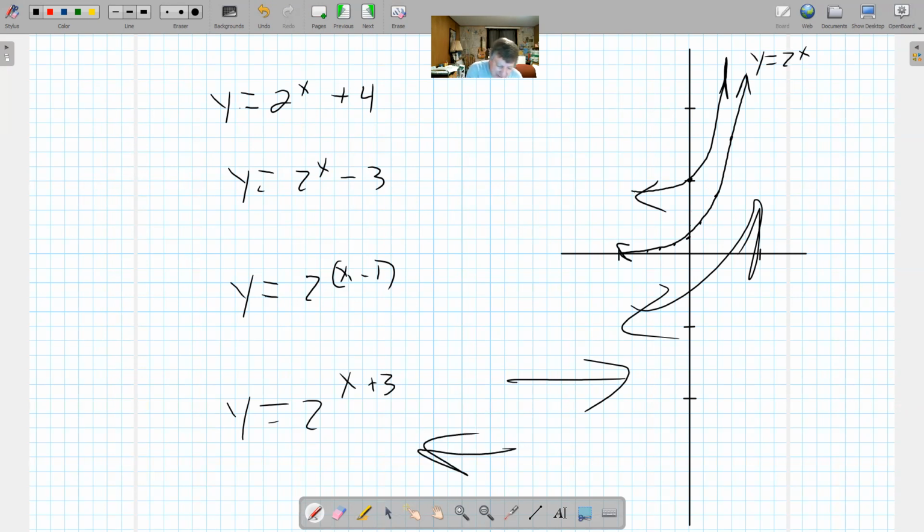Okay, what about a negative in front of it? Now it's not negative 2 to the x, it's negative 2 to the x. That's going to flip this thing over. So all those flips and shifts and reflections that happen with parabolas also apply to exponential graphs as well. All right.